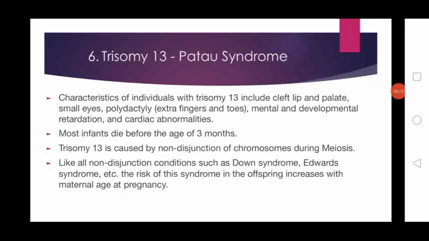So that's all about non-disjunction in autosomes and allosomes. Out of the chromosomal abnormalities, the most important are Down syndrome, Klinefelter syndrome and Turner syndrome.